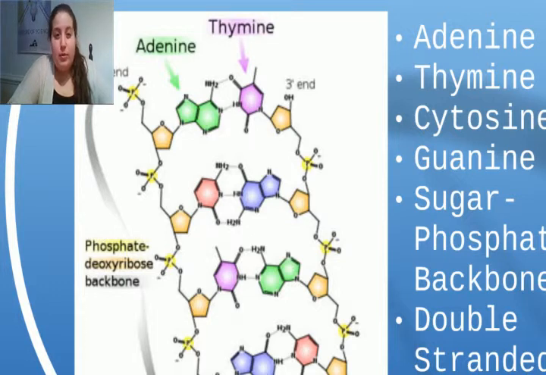The sides, or the backbone of DNA, is made up of 2 different things, a sugar and a phosphate group, and these alternate back and forth to make a very strong backbone for DNA.